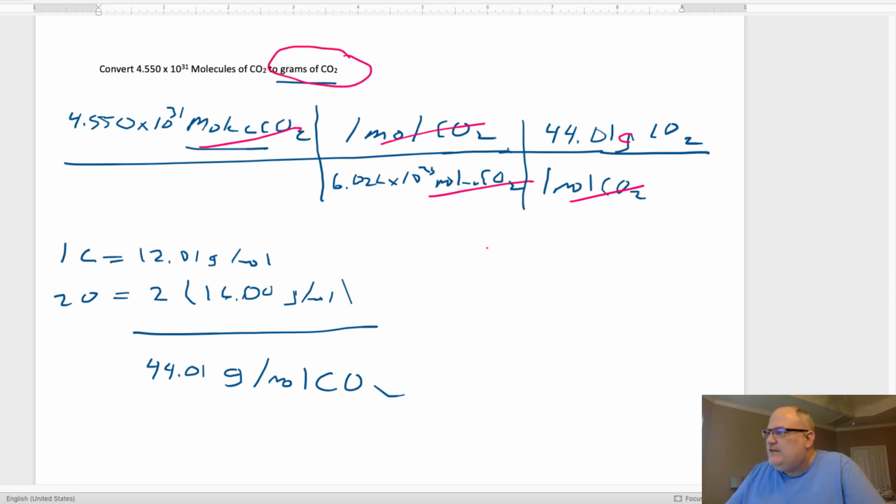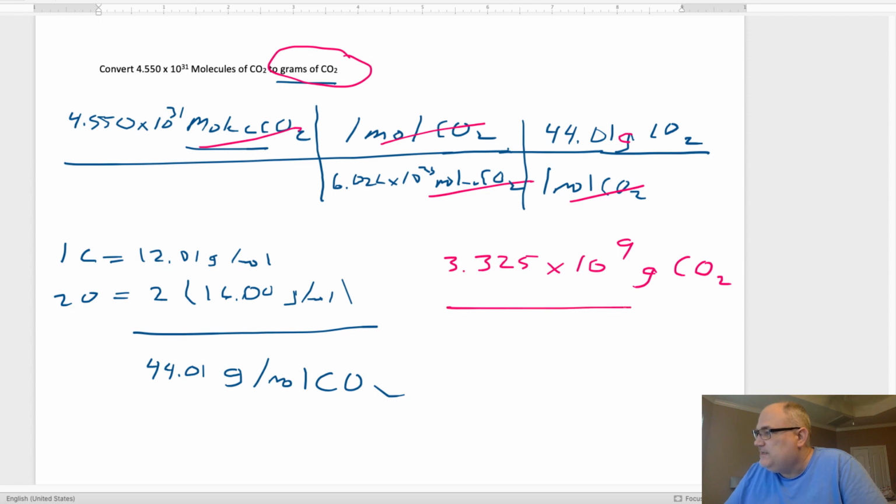Again, off-screen math happened, and when I did the math on this, I ended up with 3.325 times 10 to the 9th grams of CO2, which is a lot of CO2. Now, you can go back and look at this a number of times just to see the steps, but we're going to be practicing this because the best way to do this is to practice.